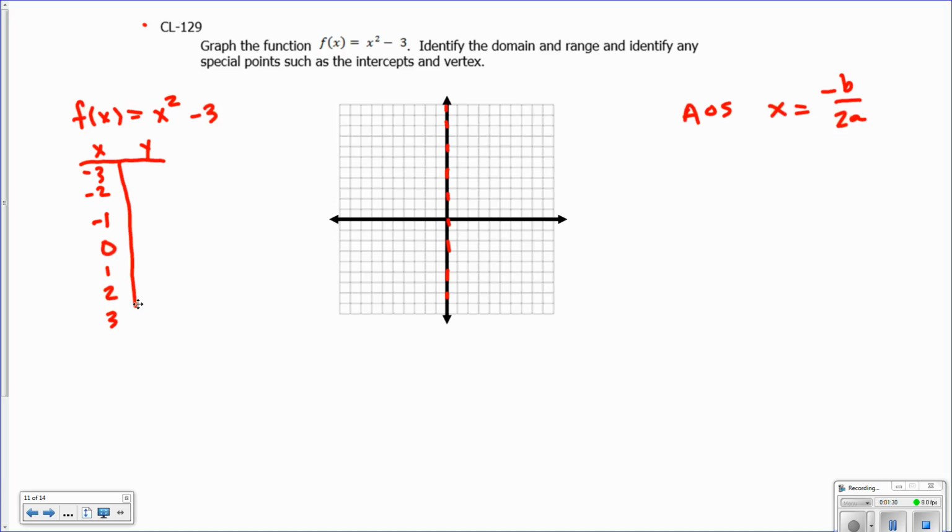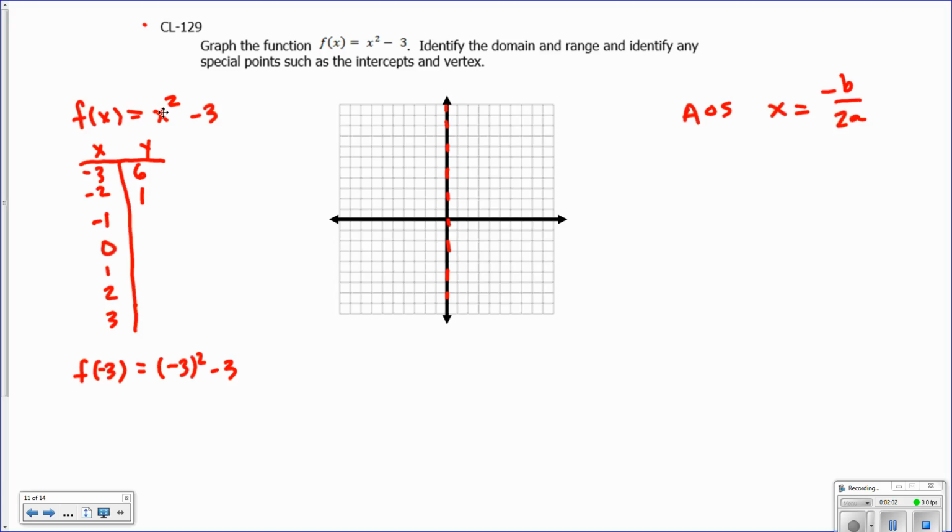So to come up with our y values, let's just go ahead here and substitute values into our function. We're going to do, let's say, f of -3 should be equal to -3 squared minus 3. -3 squared is 9. 9 minus 3 is 6. So the point is -3, 6. -2, throw it in there. -2 squared is 4. 4 minus 3 is 1.